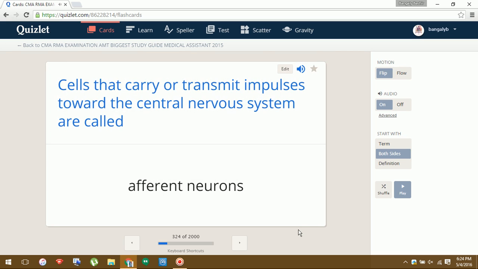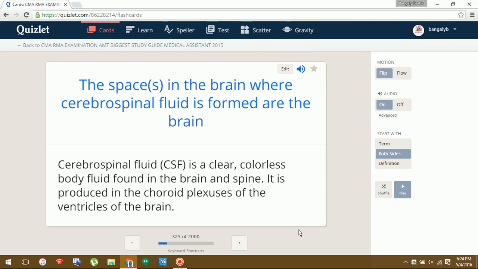Cells that carry or transmit impulses toward the central nervous system are called afferent neurons. The space in the brain where cerebrospinal fluid is formed is the ventricle. Cerebrospinal fluid is a clear, colorless body fluid found in the brain and spine. It is produced in the choroid plexuses of the ventricles of the brain.